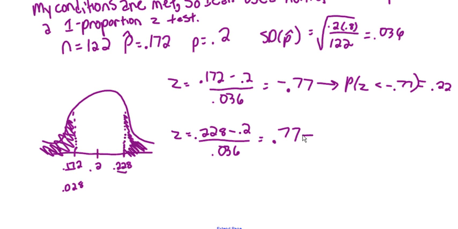If I were to do the same thing for my upper bound, on the other side, I would be finding the probability that z is greater than positive 0.77. So when I plug into normal CDF, 0.77, the z-score for my lower bound, comma 1,000, I get 0.22. What do you notice? The area under the curve is the same.